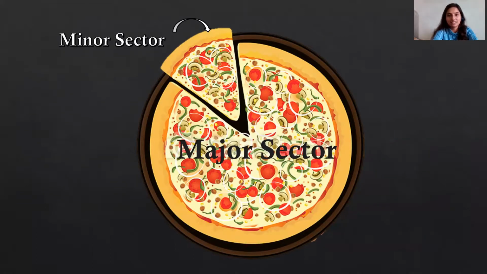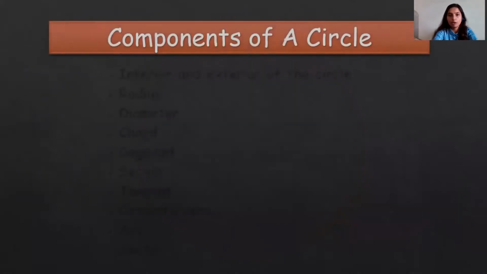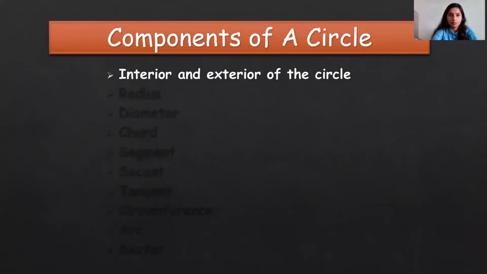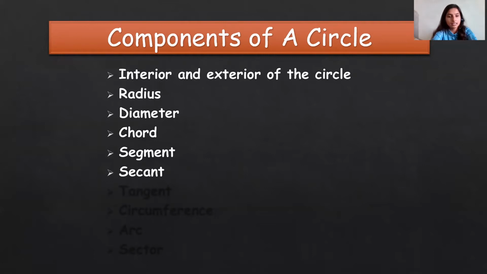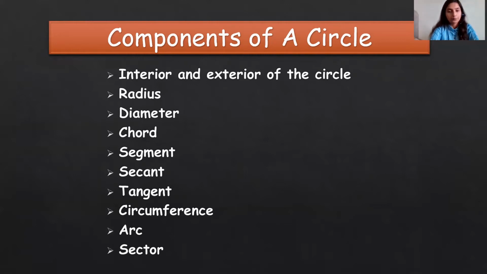So, friends, this was all in this video. Let's recall whatever we have learned in this video. We have learned about the components of a circle, which we started with the interior and exterior of the circle. Then we learned about radius, then diameter, the chord, the segment, the secant, the tangent, the circumference, the arc, and the sector. So it was all about this video.